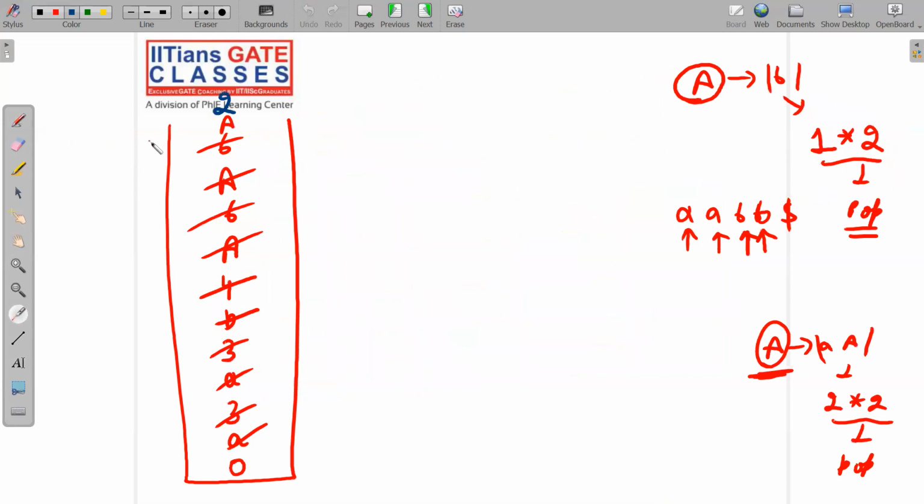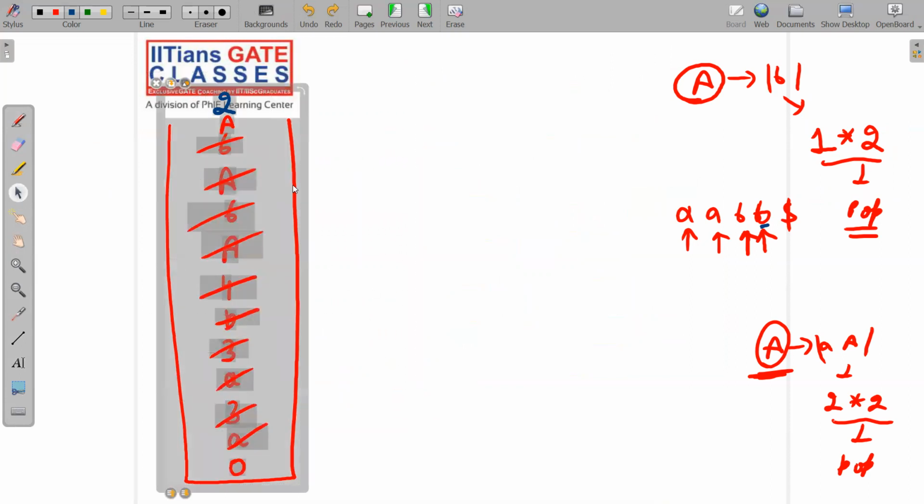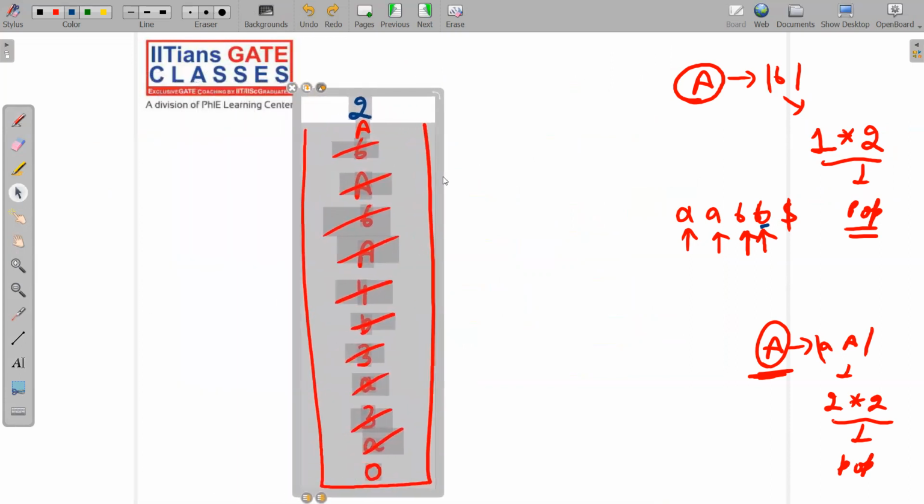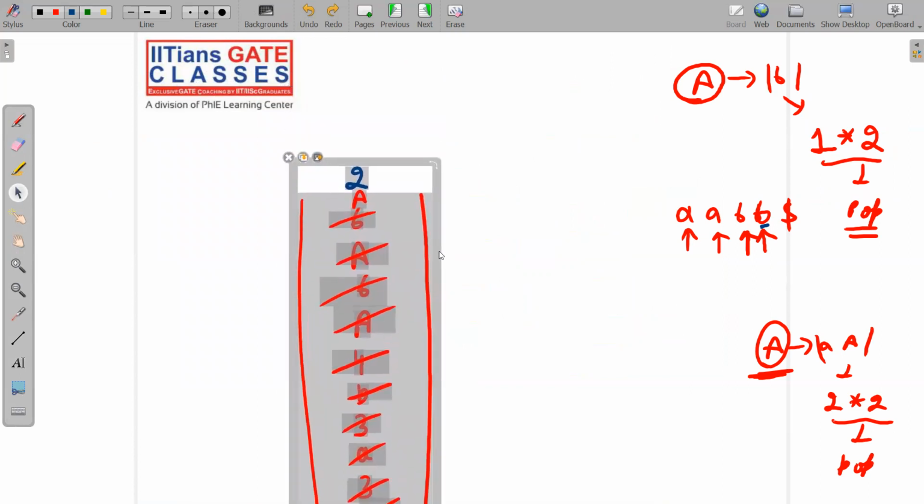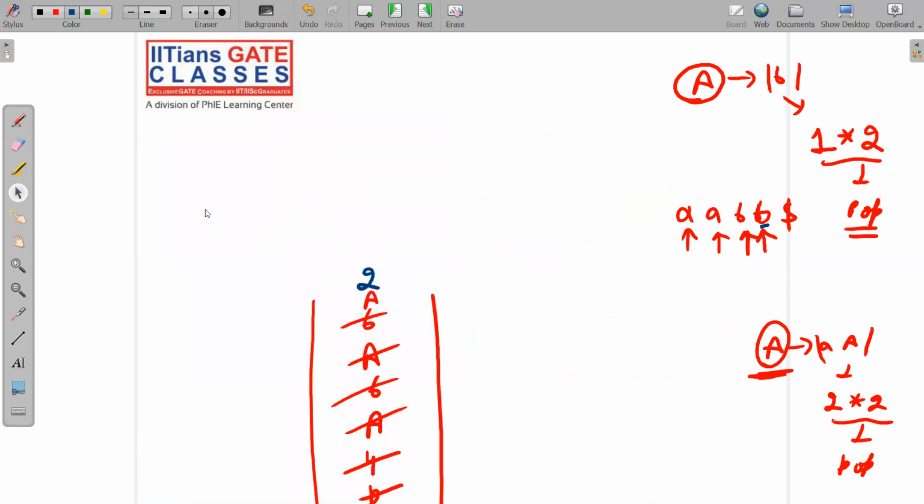Okay, now I will push. S4, that means what? This B will be pushed onto the stack. I think it won't be visible to everybody, so let me shift it a little bit. Yeah. Okay. So now I think it will be more beneficial.